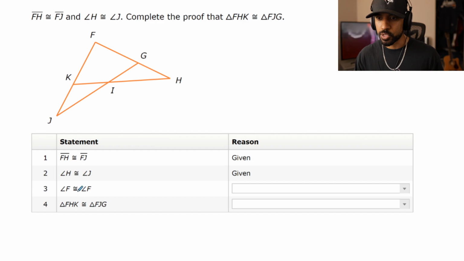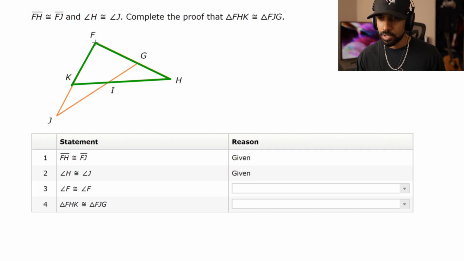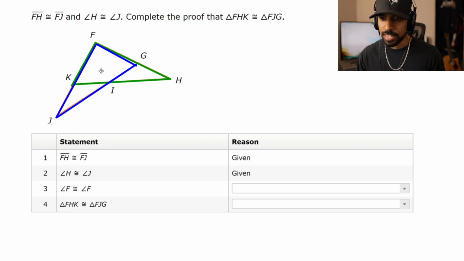Given statements, again, we got to mark this, and this is going to look a little confusing. I want you to know what the triangles we're talking about. Triangle FHK is this green one right here. And then let's do another one here in blue. This is triangle FJG that are congruent, and I know I'm kind of overlapping that other one, so forgive me. Those are the two triangles we're talking about, okay?